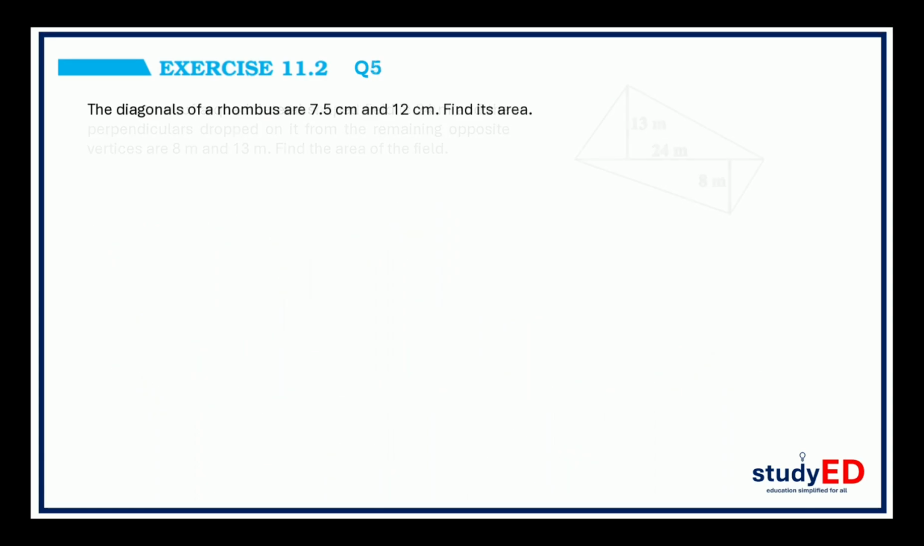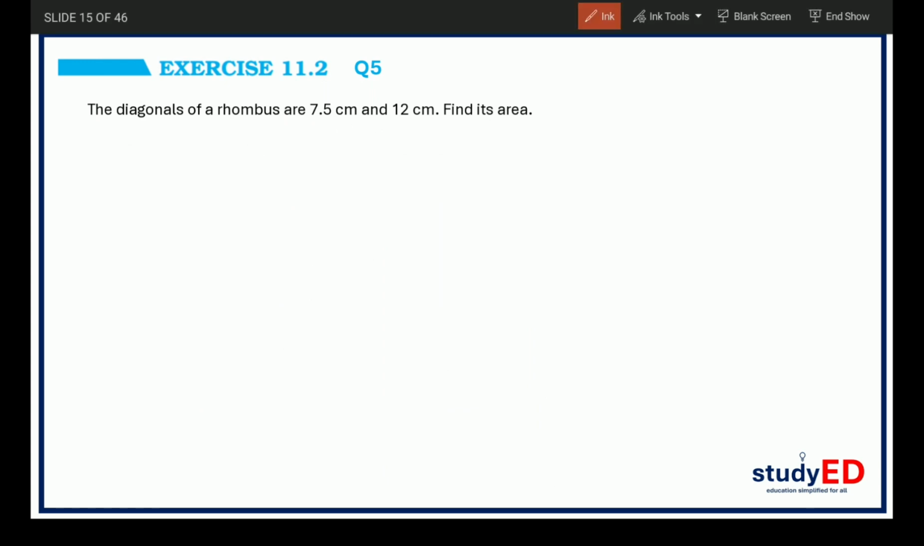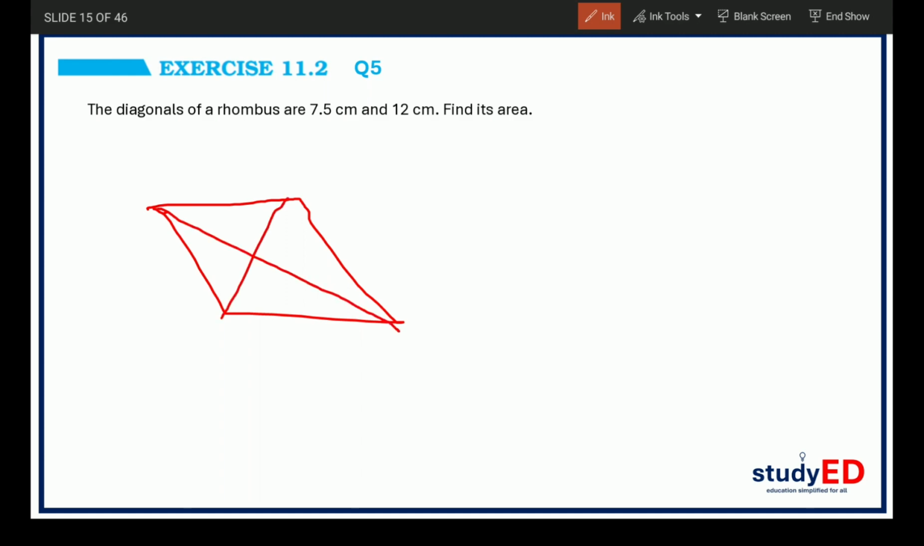Hope you guys got that question. Let's now move on to the next question. The diagonals of a rhombus are 7.5 and 12 centimeters. Find the area. Now, as we know, a rhombus is also a type of quadrilateral, except to calculate its area when two diagonals are given, it's a very easy formula. 1 by 2 d1 d2. d1 is diagonal 1, here 7.5, and the other is 12.